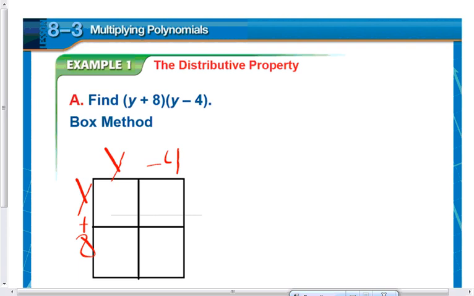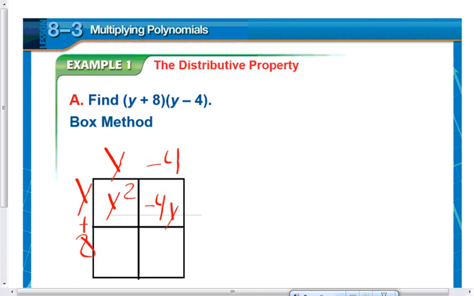Is that like minus 4 or negative 4? That is a negative 4, because you're taking the sign with the actual number. Whenever we're going through this, you're just doing multiplication through the box. It's just y times y, which would be y squared. And then you have y times negative 4, which would be negative 4y.